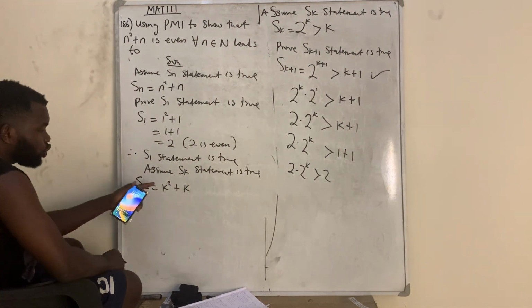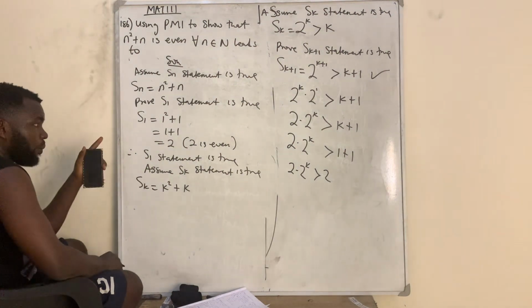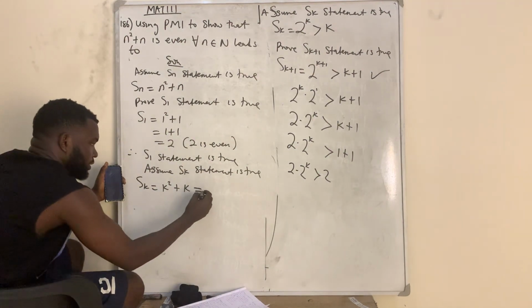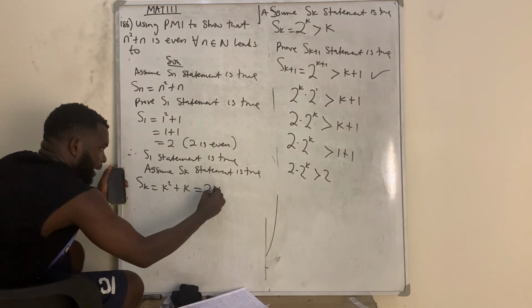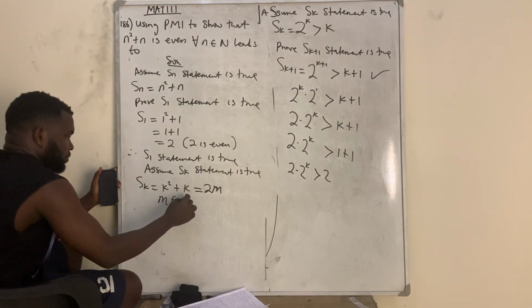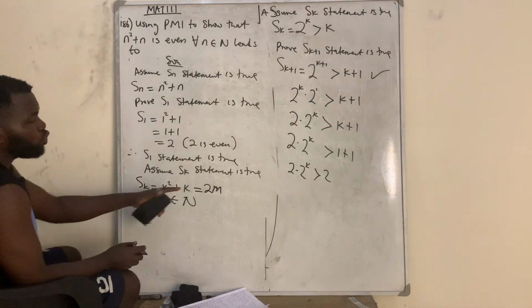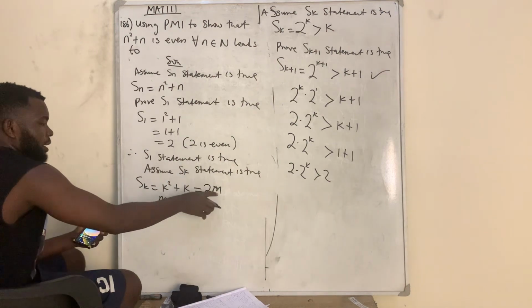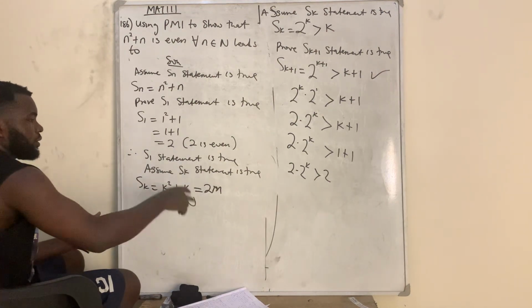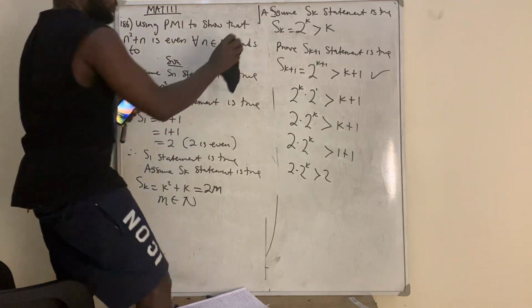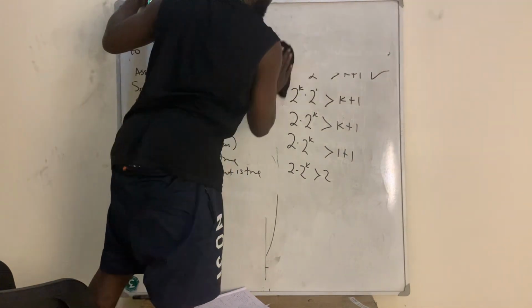Now, since we assume that this thing is an even number, and you know that even numbers are multiples of 2, let's say that this thing is equal to 2 times any number, where m is an element of the natural numbers. So 2 times any natural number will give you an even number: 2 times 1 is 2, 2 times 2 is 4, 2 times 3 is 6. All of them are even numbers. Okay, so the last thing you do is now to prove that the S(k+1) statement is true.